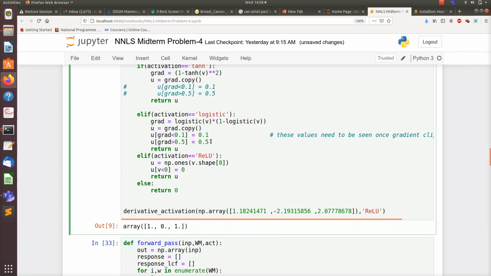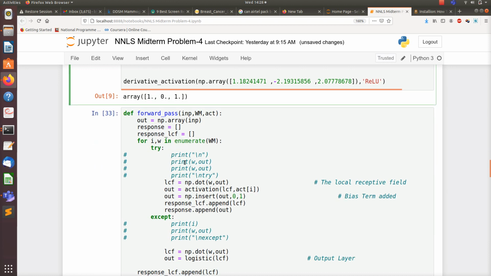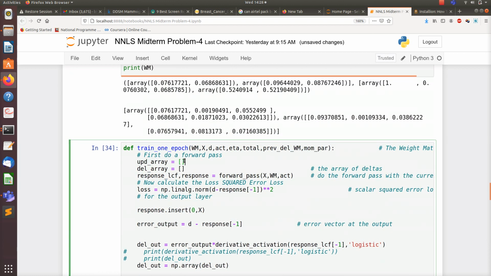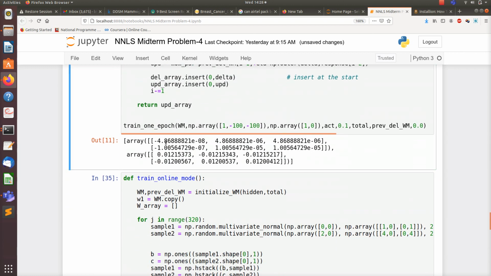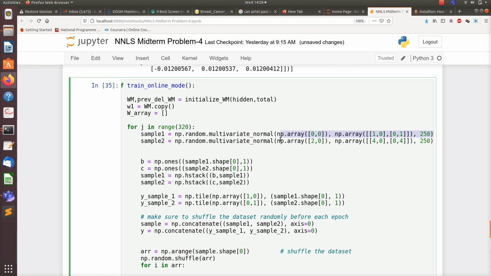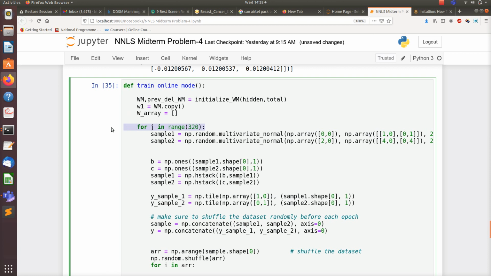Gradient clipping is introduced wherever the gradient vanishing or gradient exploding problem can occur. This is the forward pass function, and this is the function which trains for an epoch. Then we train the algorithm in the online mode. So 500 samples are generated in each epoch, from the multivariate normal distribution. We train the algorithm for 320 iterations as suggested in the problem.